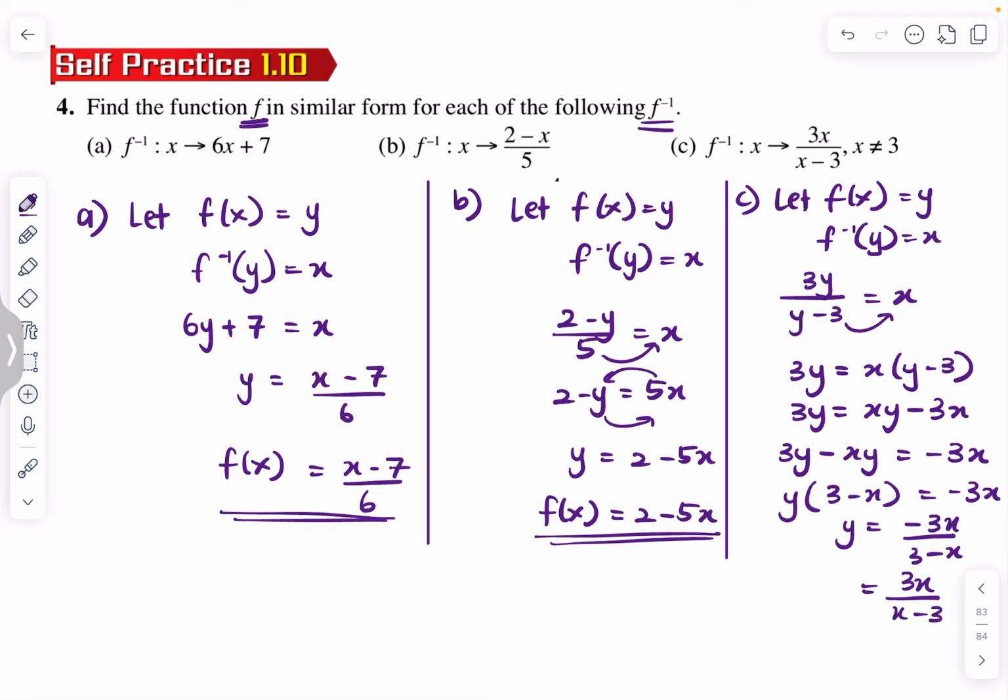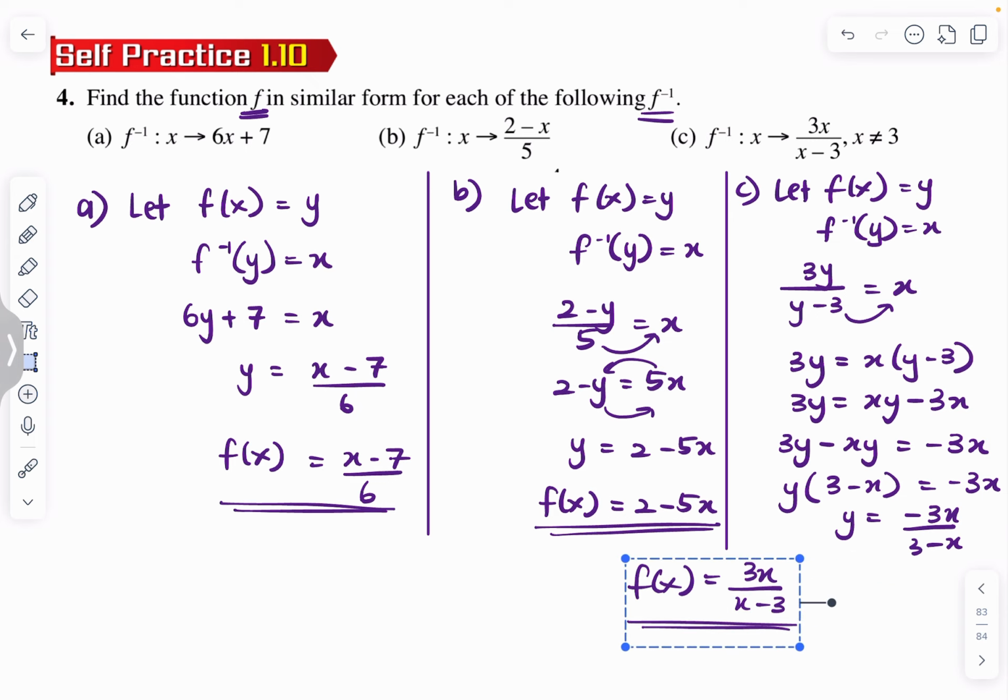And our y is f(x). So f(x) is this. But whenever we have x in the denominator, we need to state the condition. Okay, so the condition is the denominator cannot be 0. So what can make the denominator 0? x being 3. So x cannot be 3. If x is 3, 3 minus 3 will become 0. So x cannot be 3. So this whole thing is the answer.